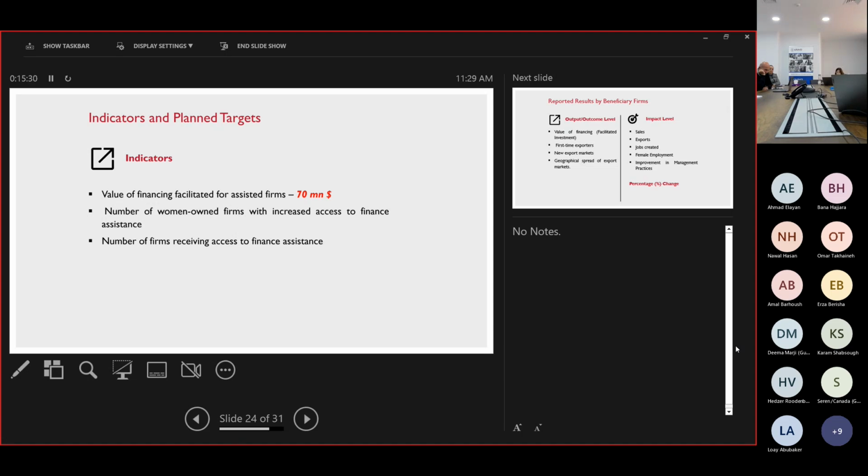Number of women-owned firms with increased access to finance assistance. It means here the number of firms who secured the investment, the companies owned by women, according to the criteria I presented to you in the last slide. Also, the total number of firms receiving access to finance assistance, whether they secure the investment or not.